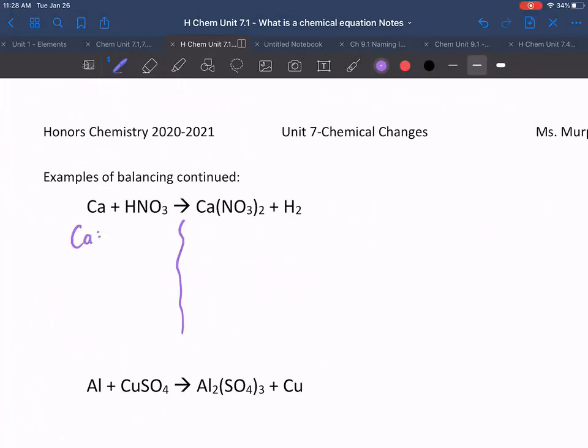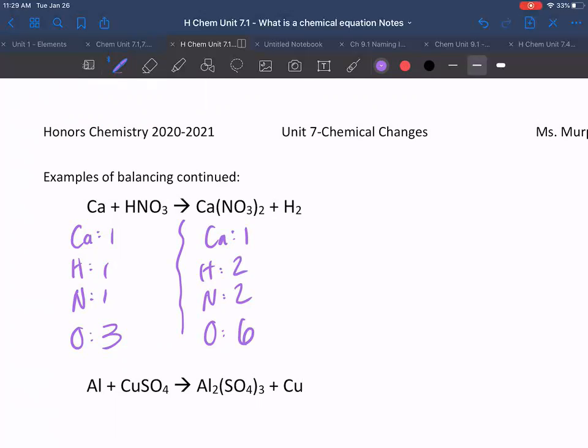So calcium, hydrogen, nitrogen, oxygen. This one we have 4 elements to keep track of. On the left side, 1 calcium, 1 hydrogen, 1 nitrogen, and 3 oxygens. And so when we start working with things with parentheses, we have to remember to multiply everything inside the parentheses by that subscript. Calcium, we still have 1, but now nitrogen, we have 2, oxygen, we have 6, and we have 2 hydrogens as well.